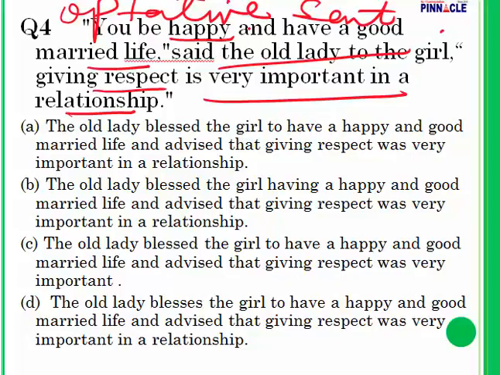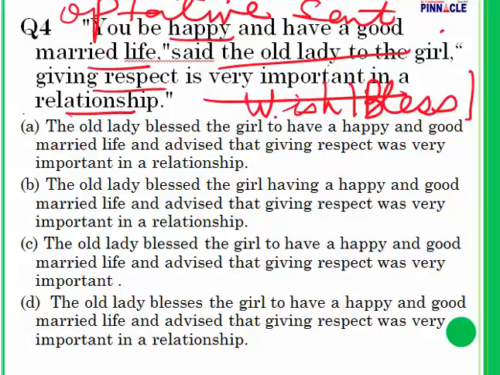Optative sentences, what are they? They are those sentences in which you are wishing something, you are blessing something, you are praying. All those kinds of sentences are optative sentences. You be happy and have a good married life, said the old lady to the girl. Giving respect is very important in a relationship. This is question number 4.